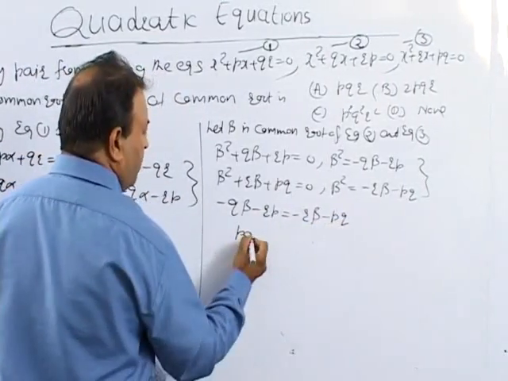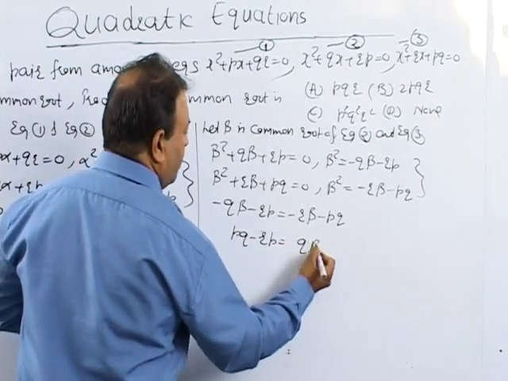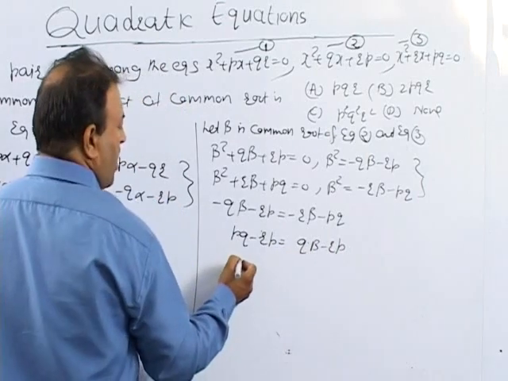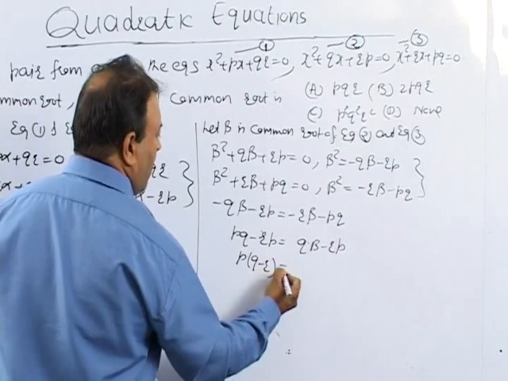Then I'll bring over here pq minus rp. This q beta will go over here, it is q beta minus r beta. I take p common, I am left with q minus r is equal to.